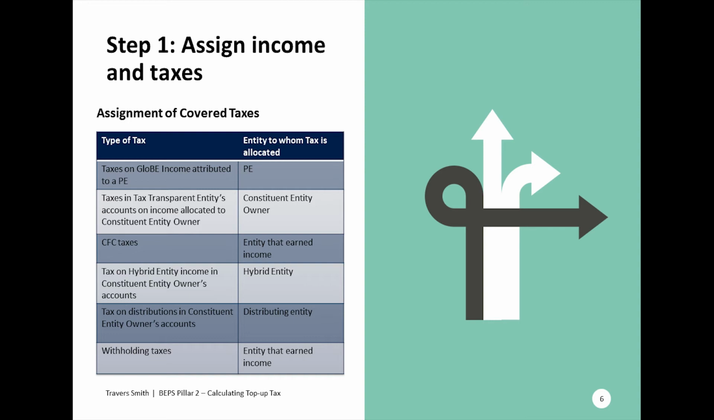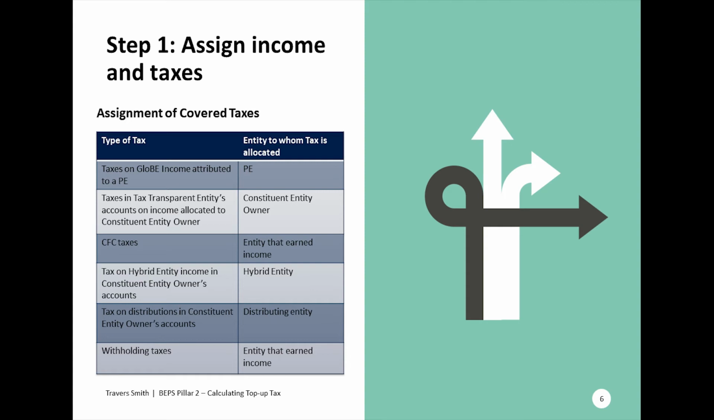Next, we've got tax on a hybrid entity's income in the constituent entity owner's accounts. That goes down to the hybrid entity. So for example here, if we've got a UK company with a US parent, and the UK company has made a check the box election, so it's regarded as transparent or disregarded for US tax purposes, but it is opaque for UK tax purposes. That sort of entity would be a hybrid entity. And if there is US tax on that entity's income, then it gets attributed down to the UK entity.